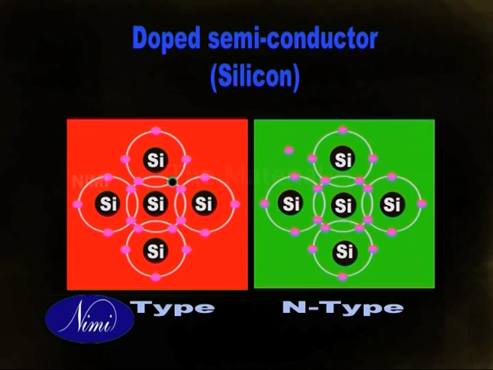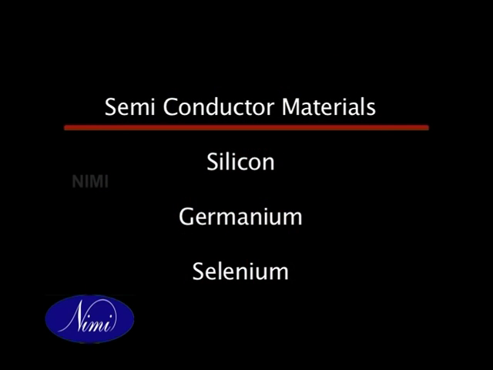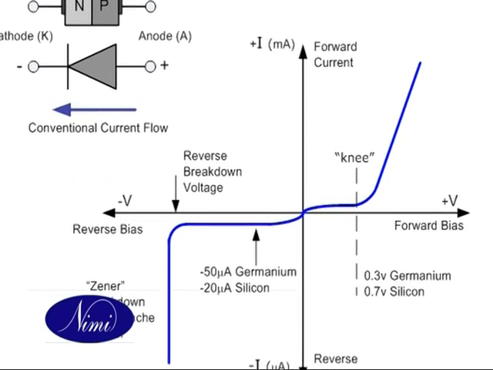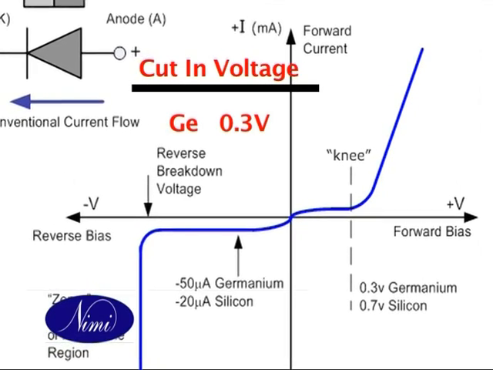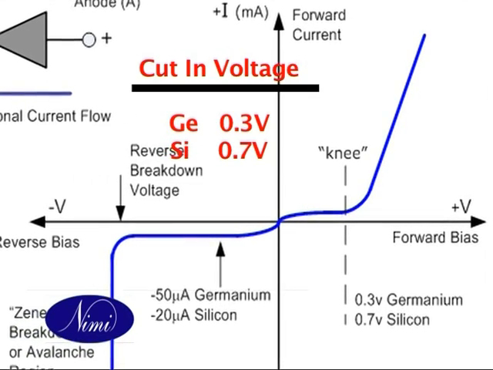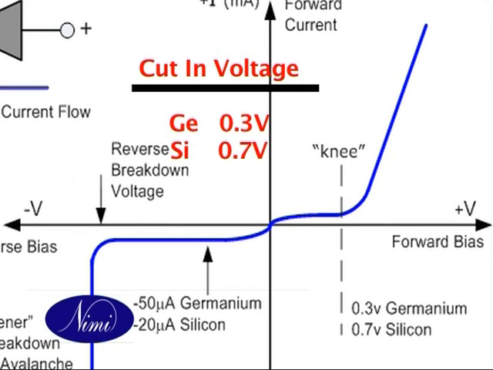The diode is made of doped semiconductor material. This could be silicon or germanium or selenium. This is important because the cut-in voltage depends upon the material the diode is made of. For example, in germanium diodes, the cut-in voltage is around 0.3 volt, whereas in silicon diodes, the cut-in voltage is around 0.7 volt.